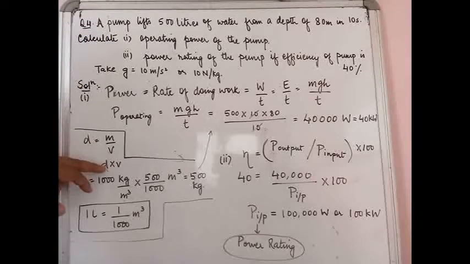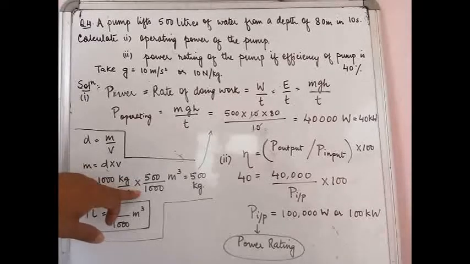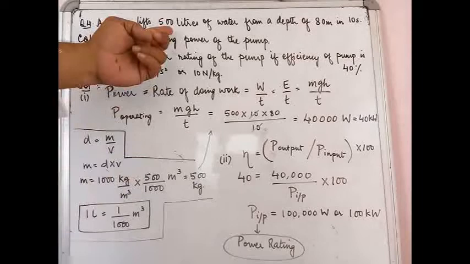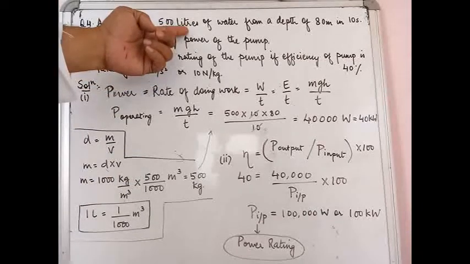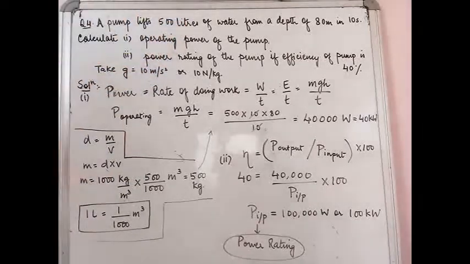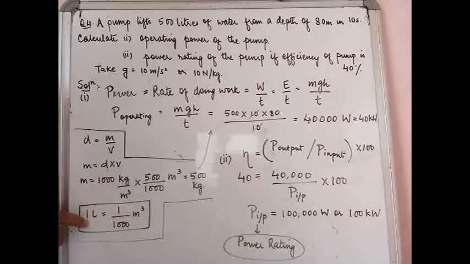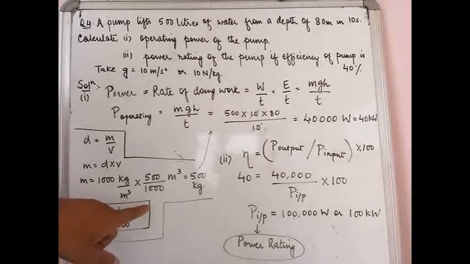Okay, so density of water, you must remember in SI units it is 1000 kilogram per meter cube. That's the density of water multiplied by how much is the volume of water? 500 liters. But please remember, liter is not in SI system. So this is the conversion. 1 liter is equal to 1 upon 1000 meter cube.